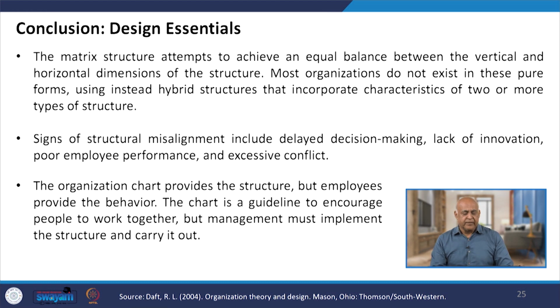So, I can conclude the matrix structure attempts to achieve an equal balance between the vertical and horizontal dimensions of the structure. Most organizations do not exist in these pure forms, using instead hybrid structures that incorporate characteristics of two or more types of structures. Signs of structural misalignment include delayed decision making, lack of innovation, poor employee performance and excessive conflict. The organization chart provides the structure, but employees provide the behavior. So, the chart is a guideline to ensure people work together, but the management must implement the structure and carry out work with each other.